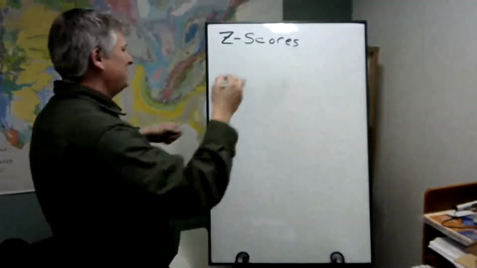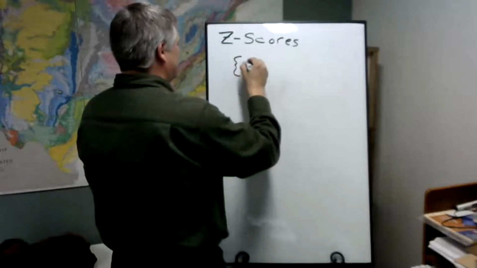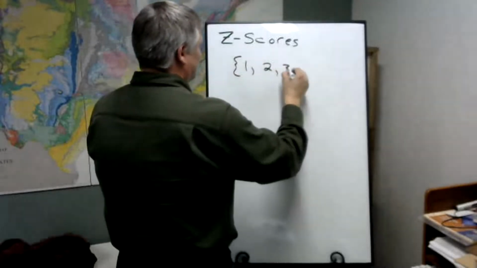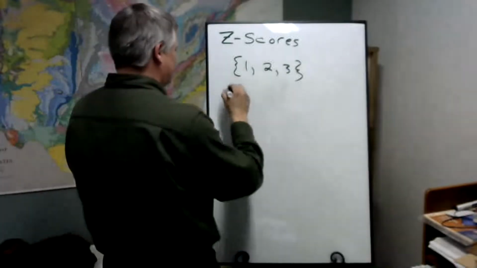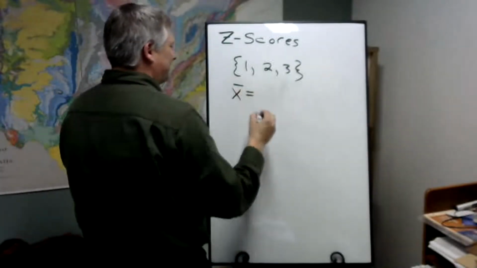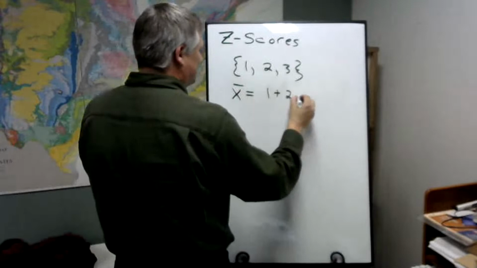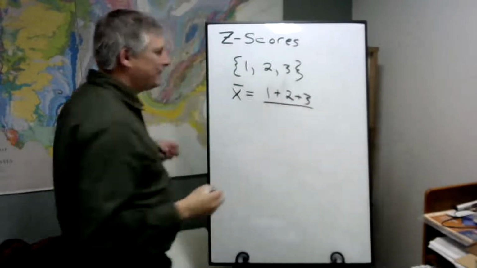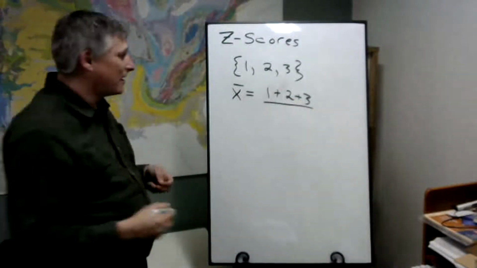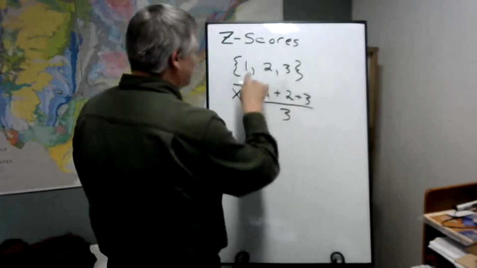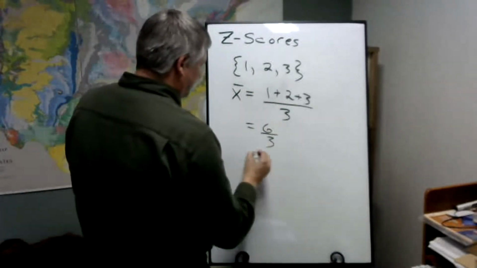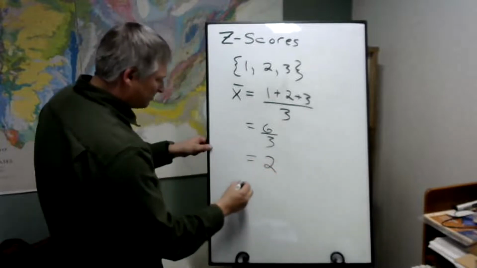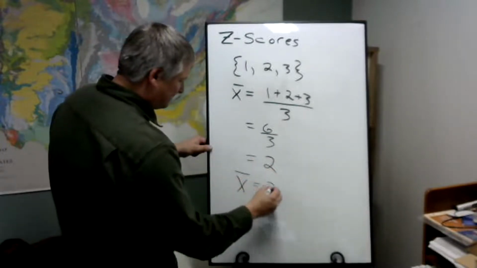So let's say we have our data, something like this, and we find the mean. We call that x bar. So we add up all the data values, and we divide by how many data values there are. Well, there happens to be 3 in this case, 1, 2, 3. So we get 6 over 3, or 2. So x bar is 2.